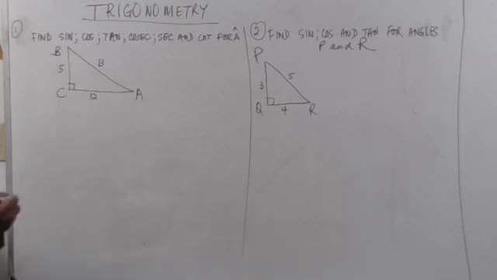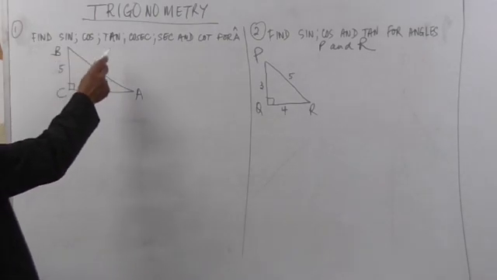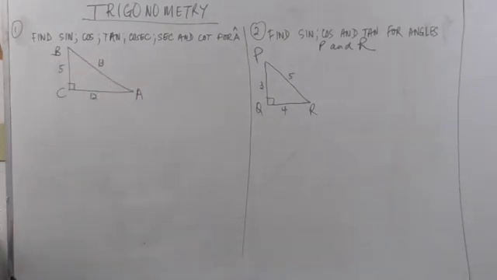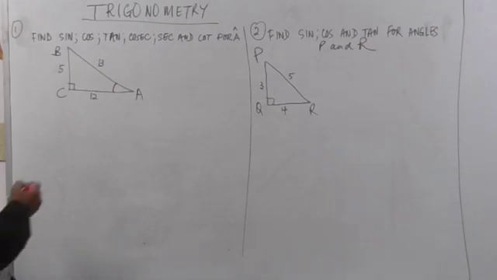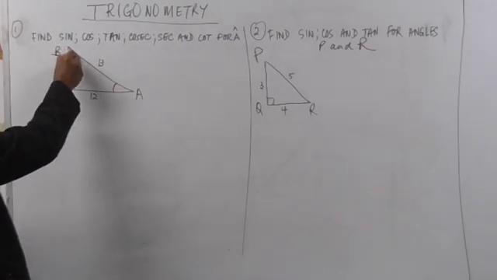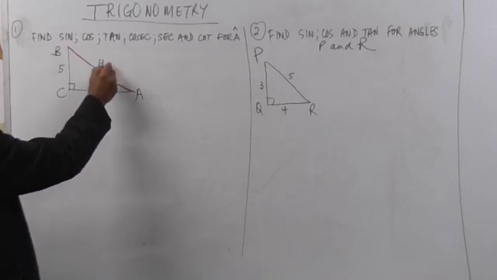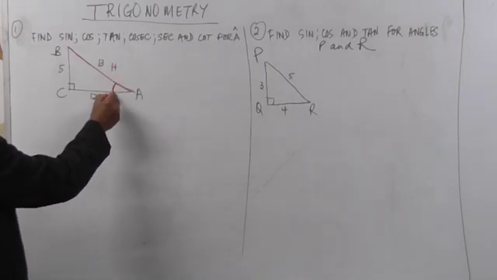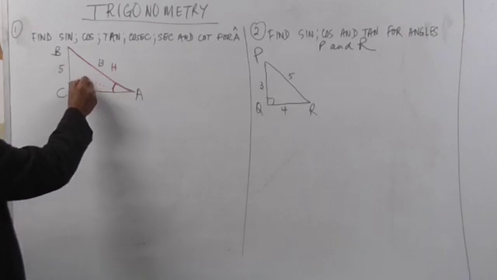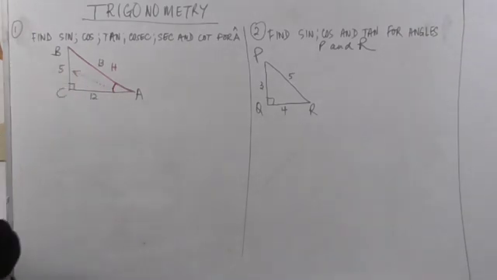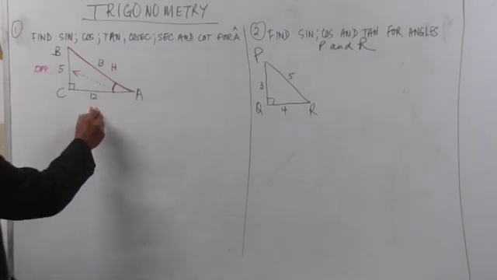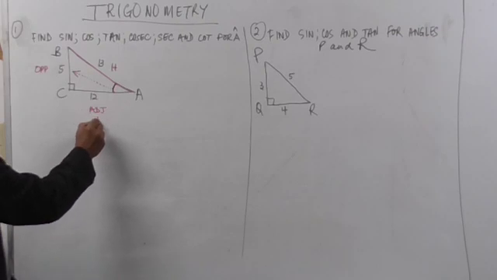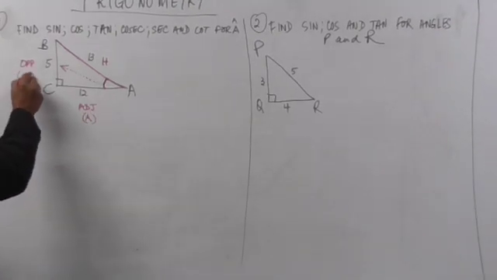Welcome back. So you have this question: find sine, cos, tan, cosec, sec and cot for angle A. The first thing is we have to find the angle. So that's angle A here. And therefore we've got to identify the hypotenuse. That's the hypotenuse. Now if this is angle A, then we are looking from here this way. So that will be the opposite side, and this will be the adjacent side. We're just going to call that A. We're just going to call that O.